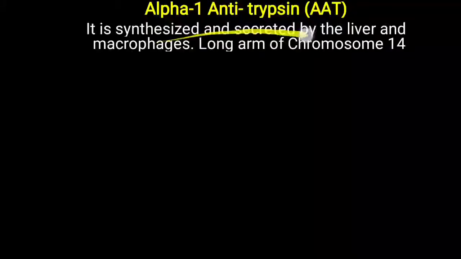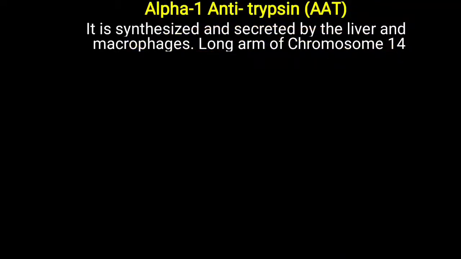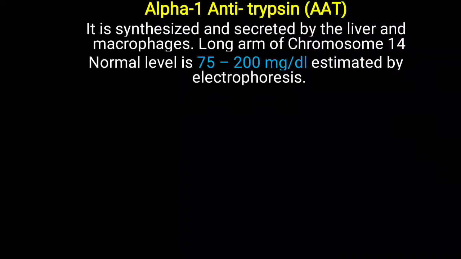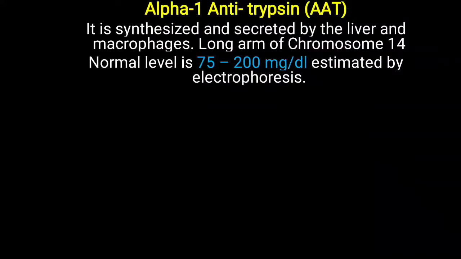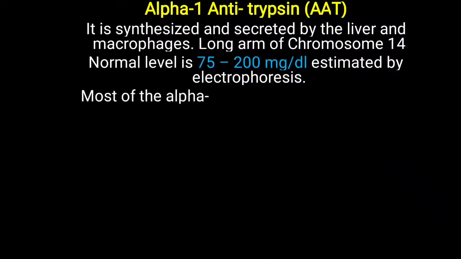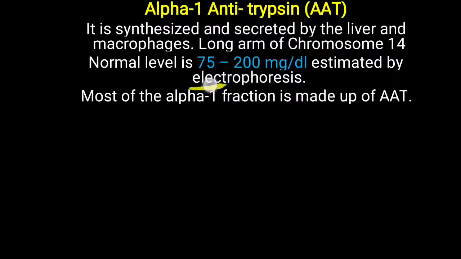This alpha-1 antitrypsin is synthesized and secreted by the liver and macrophages, and the gene of this protein is located on the long arm of chromosome 14. Long arm means the Q arm of chromosome 14. Now the normal level of alpha-1 antitrypsin is 75 to 200 milligram per deciliter, and it can be estimated by electrophoresis. When we run the electrophoresis, the majority of this protein is found over the alpha-1 fraction, so the name alpha-1 antitrypsin is given.